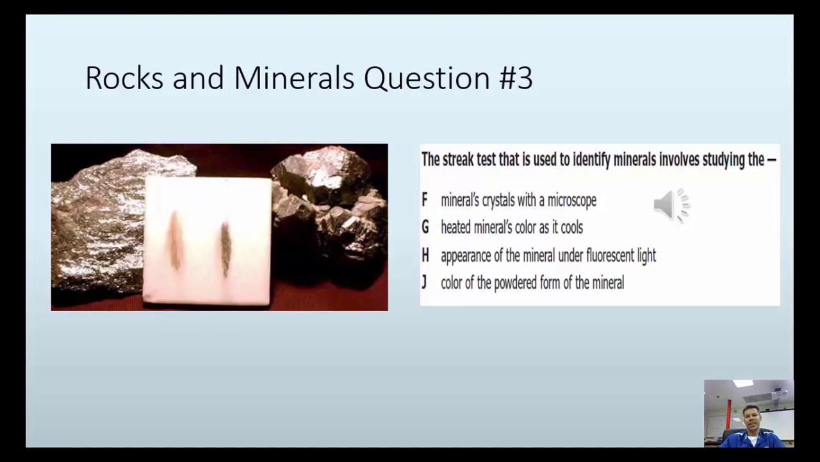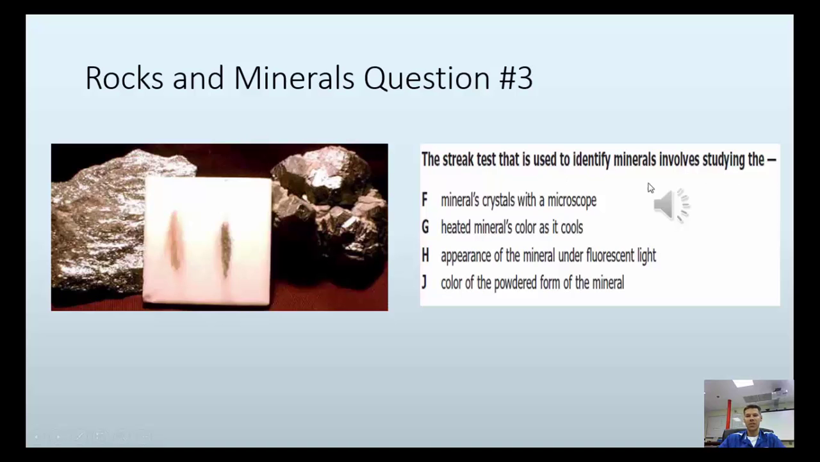The streak test that is used to identify minerals involves studying, we just got to know what the streak test is. If you remember in class, what we did is we took minerals and we rubbed them on this white ceramic plate and we checked to see the streak that was left. Intuitively, you may think that it would always be the same color, but sometimes minerals have a false exterior so you're not sure what the true color of the mineral is. This is a way to tell. And a great example of this is gold and pyrite. So actual gold will leave a gold streak, and pyrite, which was fool's gold, which is just sulfur and iron, will leave kind of a blackish streak.